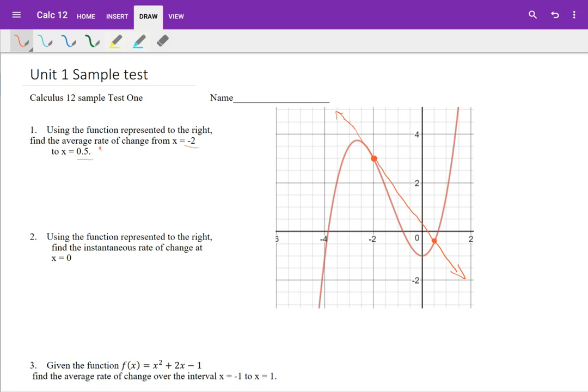I've got a run of about 1, 2, 3, 4, 5 of these blocks here, right? And each block is a half of a unit. So I've got a run of 2.5. Oops. Sorry, that would be my run. So my rise over my run.